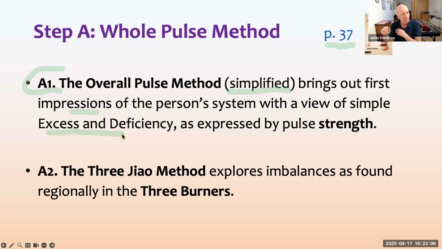I kind of have a challenge with people when they say, "Oh, I can't do pulse diagnosis," because they definitely can do this. This is not difficult, because we are really just feeling the whole pulse, and we are just sensing, is it excess or is it deficient? I'll go into more detail in a minute. The second part of step A is the 3-Jiao method, the 3-burner method. It explores imbalances as found in the 3 burners of top body, middle body, and lower body.